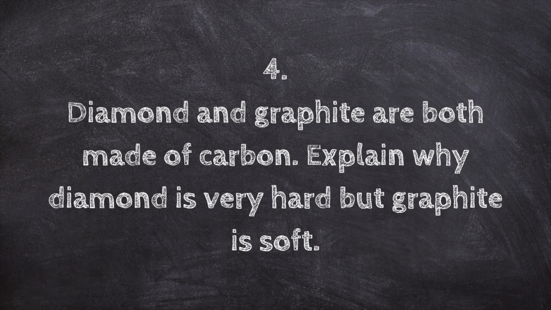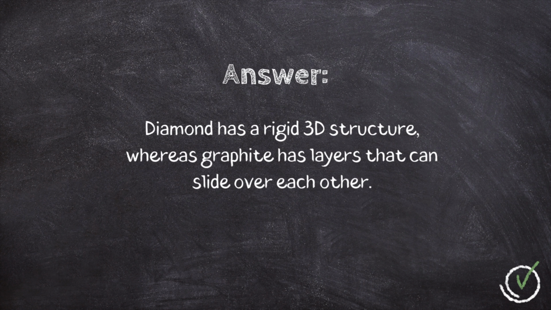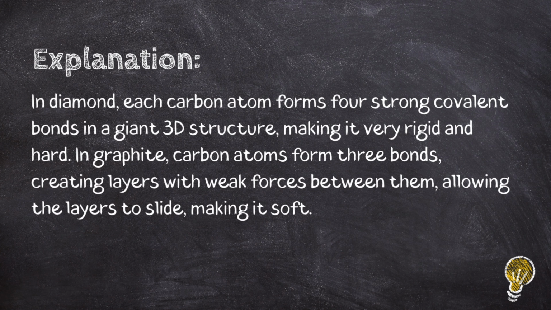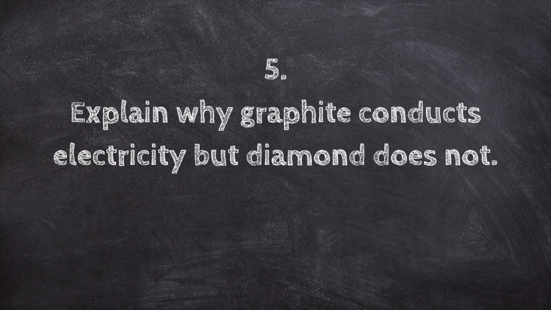Diamond and graphite are both made of carbon. Explain why diamond is very hard but graphite is soft. Diamond has a rigid 3D structure, whereas graphite has layers that can slide over each other. In diamond, each carbon atom forms 4 strong covalent bonds in a giant 3D structure, making it very rigid and hard. In graphite, carbon atoms form 3 bonds, creating layers with weak forces between them, allowing the layers to slide, making it soft.